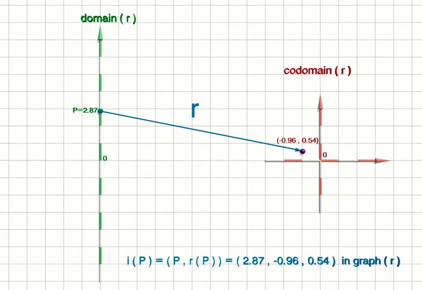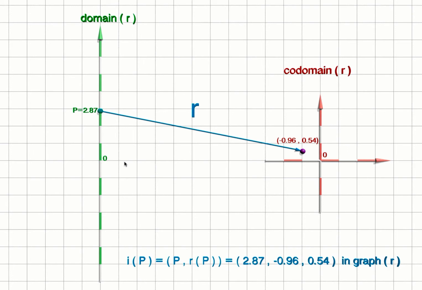Now the function I that goes from the domain to the graph applied to P by definition is the pair given by, as a first entry, the point P itself in the domain, and the second entry is the image of P. Explicitly, P is a real number, so it's 2.87 in this case, whereas r of P is a pair of real numbers. We write them after the first coefficient as negative 0.96, comma 0.54. This gives us a triple of real numbers, therefore an element of R3, the three-dimensional Cartesian product of the real line. And this shows us that the graph of this function r will live in R3.